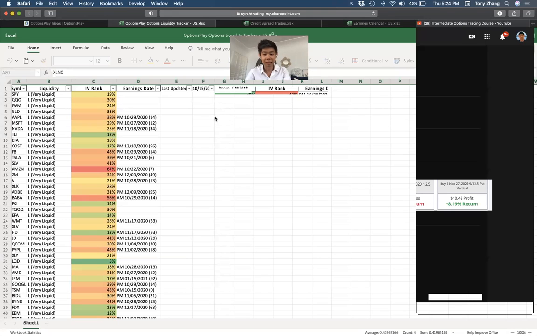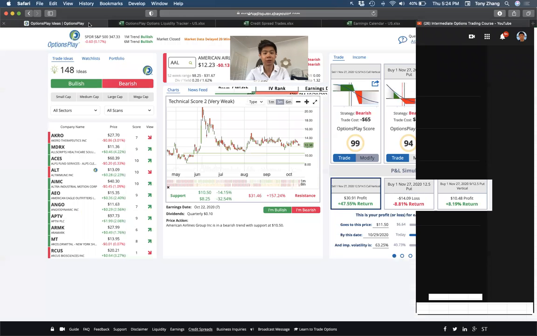Are there plans to integrate the dividend spreadsheet into the options play? Jay, we don't have a dividends spreadsheet, but we have dividends already on your platform. So you see it right here. It'll show you the dividend, and if there's an announced ex-dividend date, we'll put it down there as well.